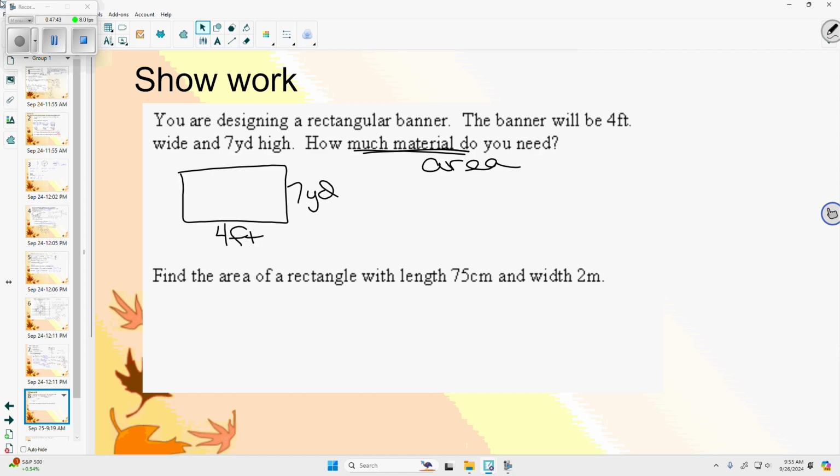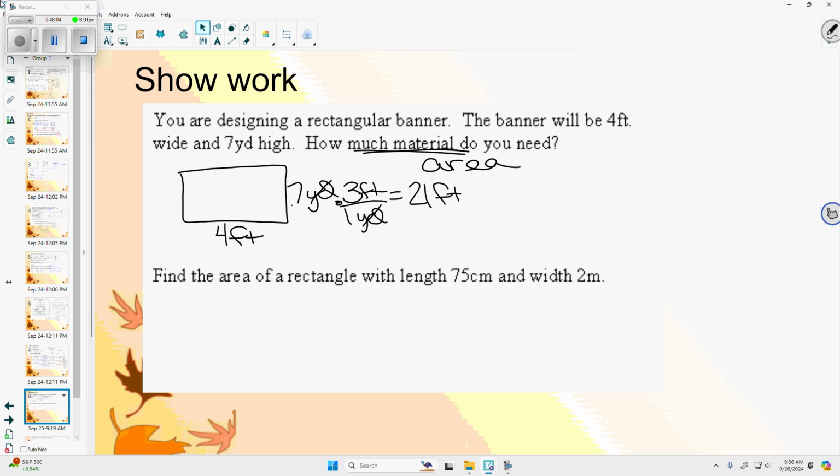Convert it. Convert what? The 7 yards into feet. Always take the bigger unit, change it to the smaller unit. So yards go into feet. How am I changing yards into feet? So we got 21 feet.